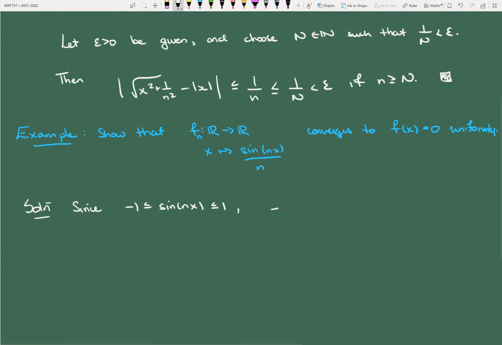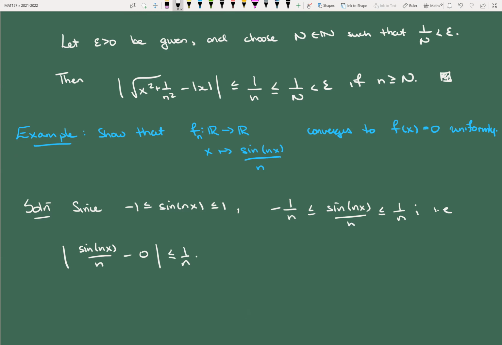So we're going to get -1 over n is less than or equal to sine nx over n is less than or equal to 1 over n, right? I.e., sine nx over n. And you know what? Let me put the -0 here. Obviously, you don't have to put that, but just to be clear that one of these things is fn and the other is f. That thing's always going to be less than or equal to 1 over n. So just as above, right?